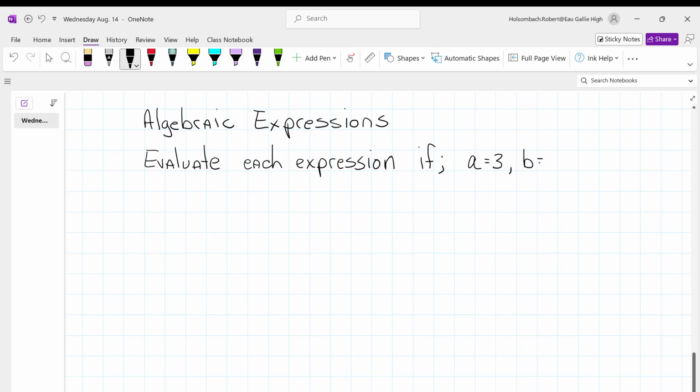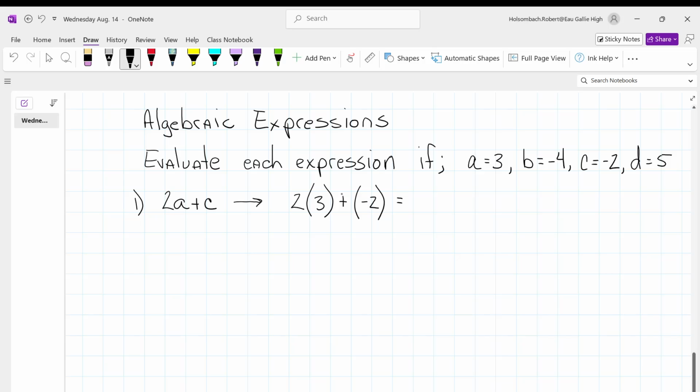B is equal to negative 4, C is equal to negative 2, and D is equal to, let's say, 5. And then your expressions will look like, we got 2 times A plus C. After you write the expression down, the next thing you want to do is substitute these values into the expression for the variables. So 2 times A plus C would be rewritten as 2 times 3 plus our C is negative 2.